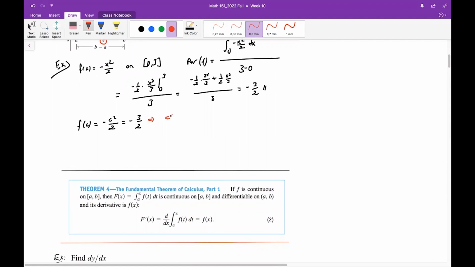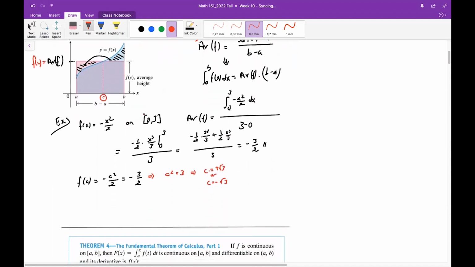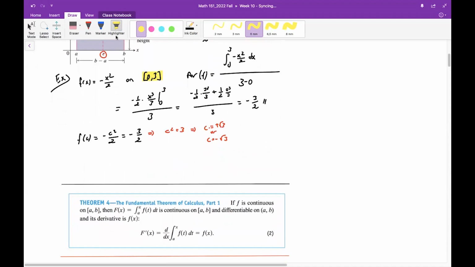Of course we can. Here we see that c squared is 3, so c is either plus square root 3 or minus square root 3, but look at our interval. Our interval is from 0 to 3, that's why you can just eliminate this one. Okay, that's the point we search for.